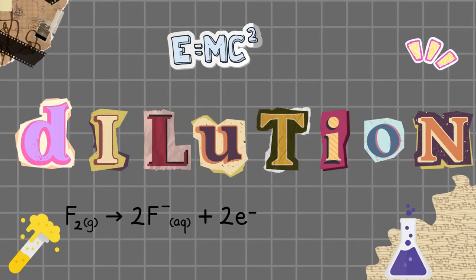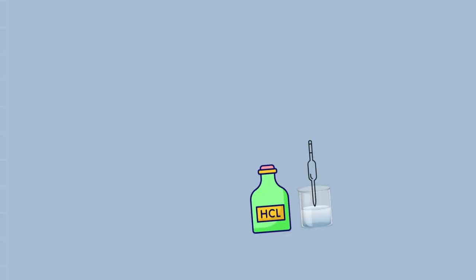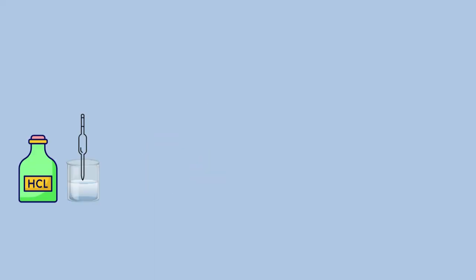Let's move on to dilution. Dilution is a process of reducing the concentration of a solute in a solution, usually by adding more solvent. We prepare a standard solution through the process of dilution. First, a specific volume of concentrated hydrochloric acid is carefully measured using a pipette. Next, the acid is transferred into a volumetric flask.